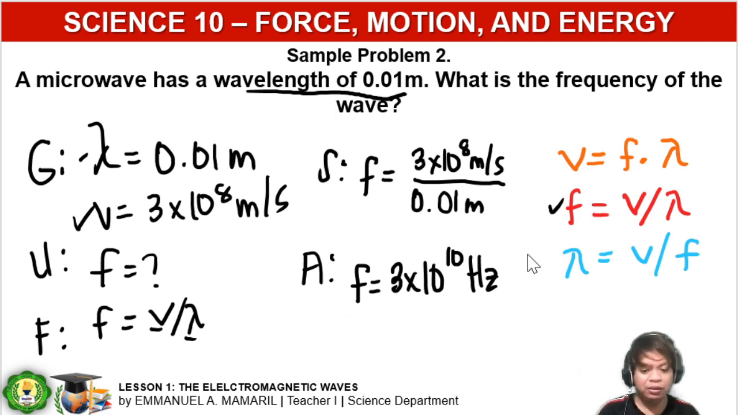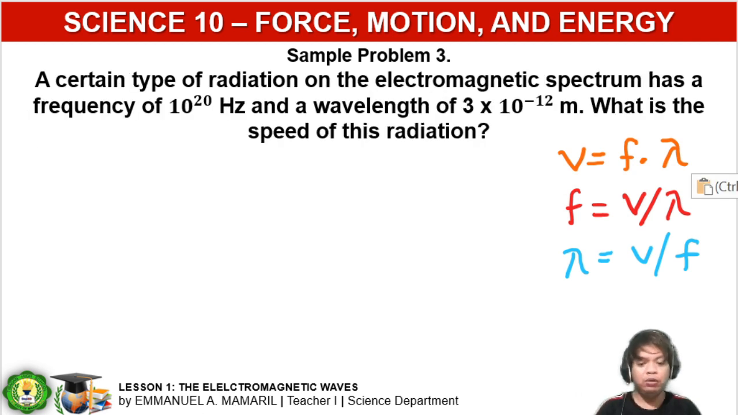Okay? Bakit hertz? Because we are trying to find the frequency. And frequency, the unit of measurement for frequency is hertz. Remember? The unit of measurement for wavelength is meters. So ganyan po karami yung wave na dumadaan sa isang segundo kung ang wavelength niya is 1 centimeter or 0.01 meter. We are now down to our last problem, sample problem number 3.